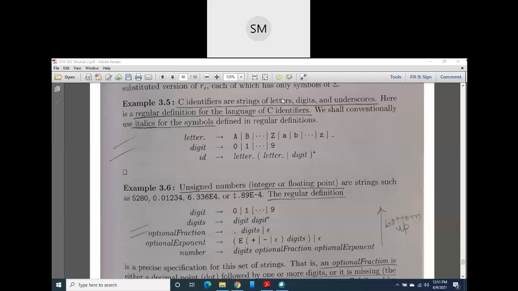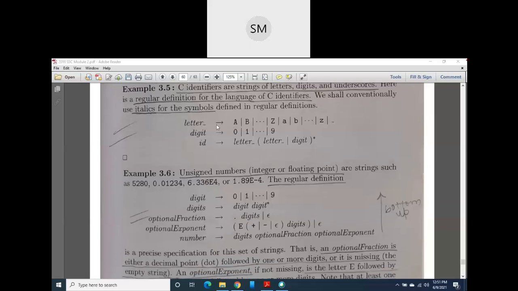Okay, previously I told you, whatever I write in italics are symbols, remember. Whatever I write in bold letters are regular expressions. So just see here. For regular definitions also, we have written in italics.